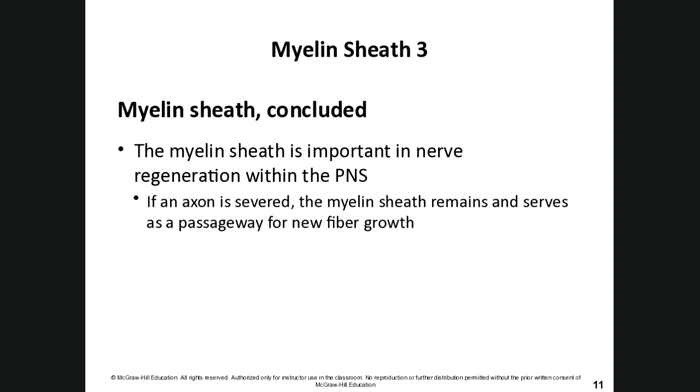It's important also to help regenerate within the peripheral nervous system. So when you have nerve damage to any of those nerves, the myelin sheath, those Schwann cells, can actually help to regenerate the nerve itself. If the axon is severed, the myelin sheath remains and acts as a passageway for the new fiber to grow. So that's how that process takes place.